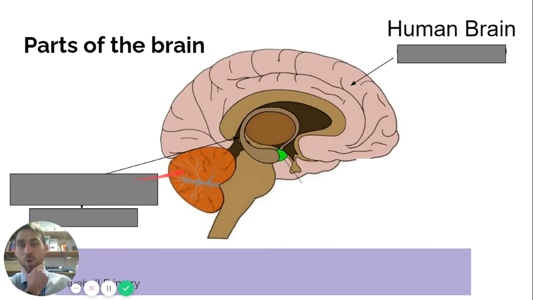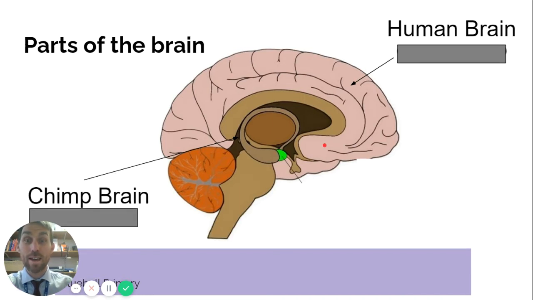And then we're going to look at this bit in the middle of the brain. So this is right in between your temple, these bits, right in there. Put your hand up if you can think what it is. If you said the chimp brain, well done.